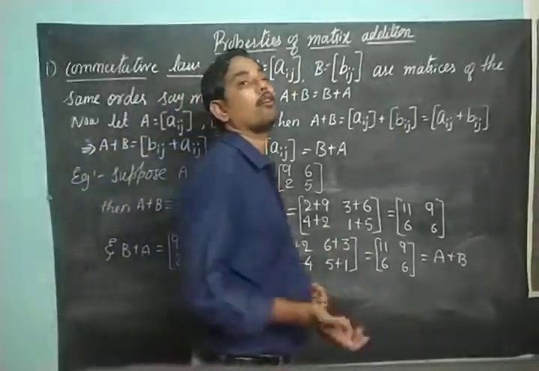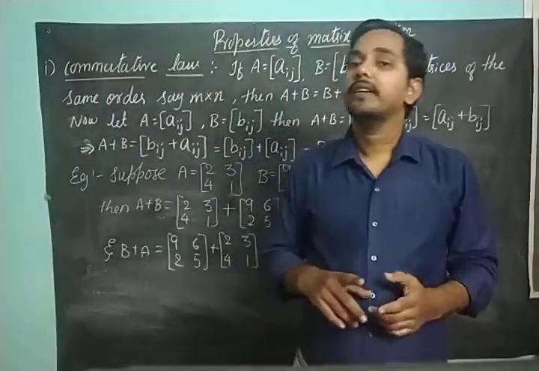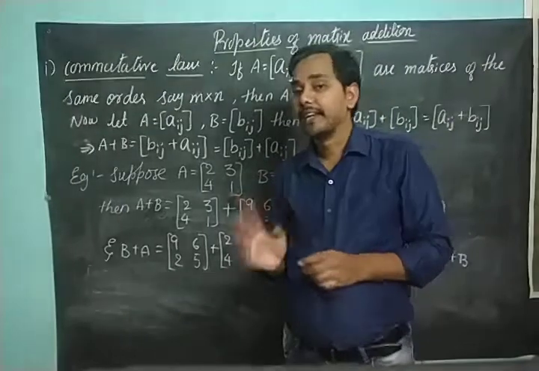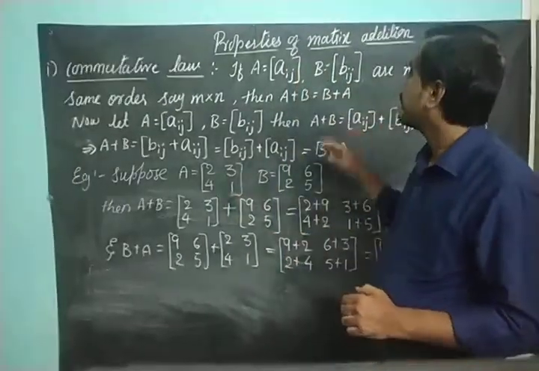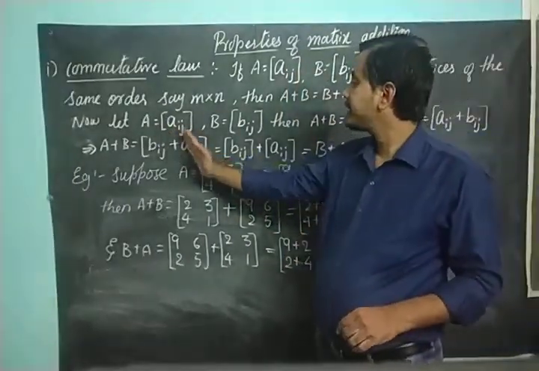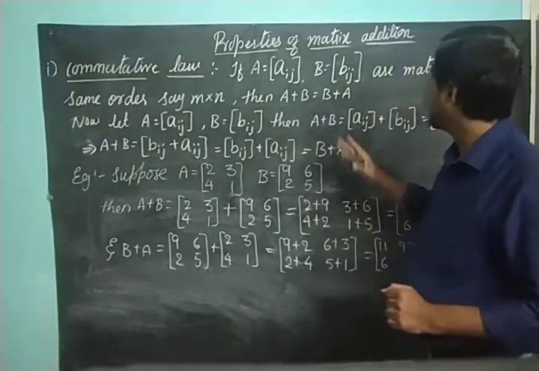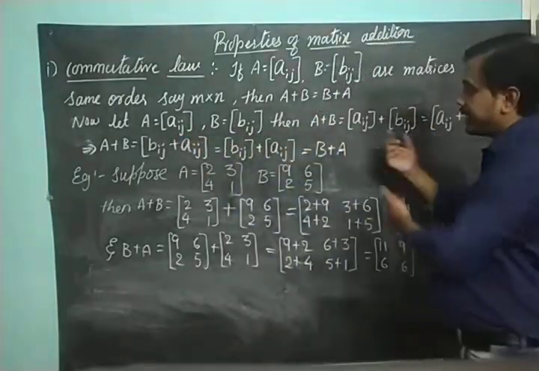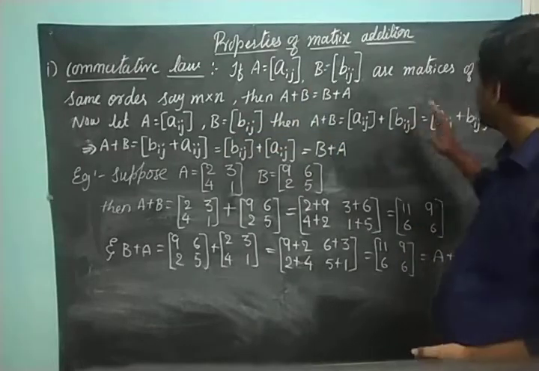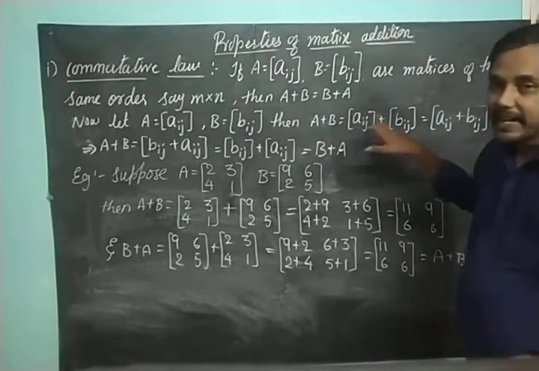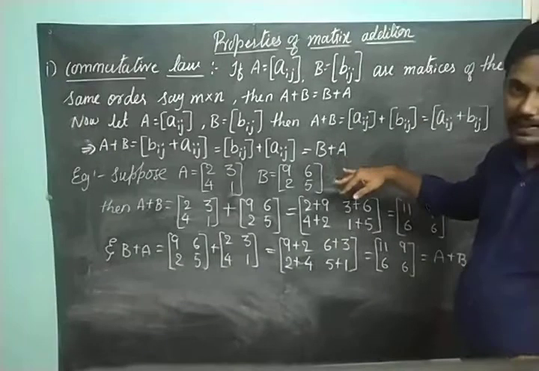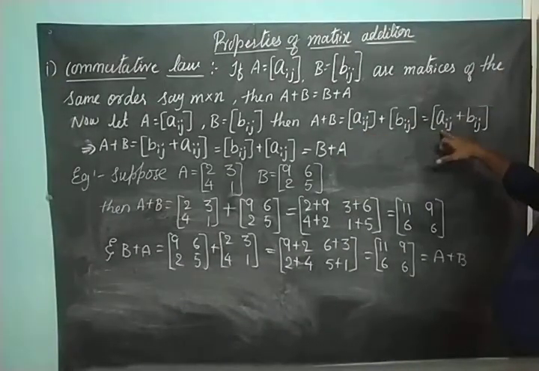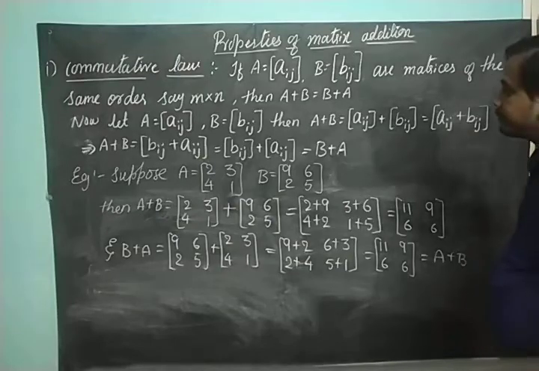So if you add two matrices A and B, whatever you get, the same you will get when you add B and A, right? So mathematically it can be said that if A equals Aij and B equals Bij, then A plus B will be Aij plus Bij, right? What are these Aij and Bij? Elements inside the matrices.